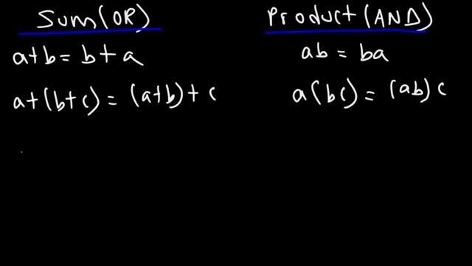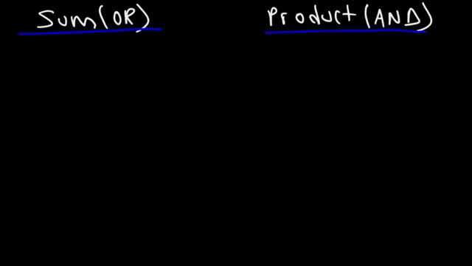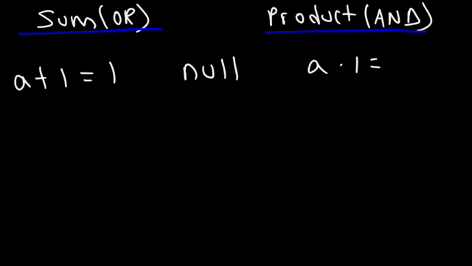The next one is the identity rule. A plus 0 is equal to A, and A times 1 is also equal to A. The next one is the null property. A plus 1 is equal to 1, and A times 0, rather, is equal to 0.